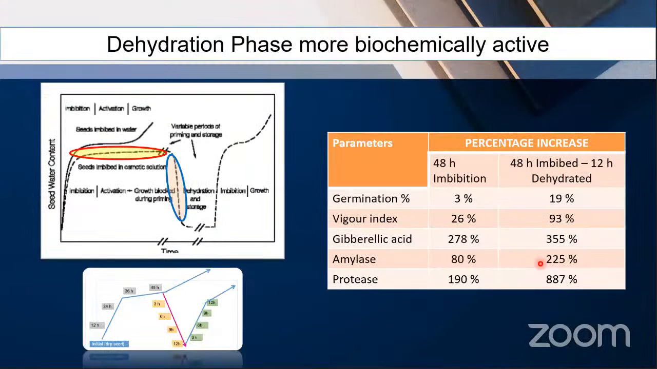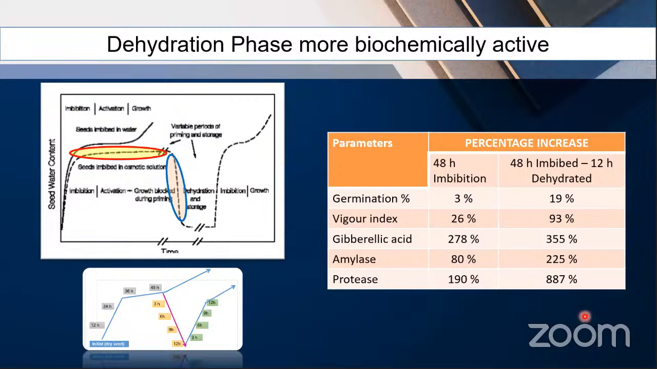Now this is our concluding slide for the importance of the dehydration phase. Here 48 hours imbibition alone has been completed. Here 48 hours imbibition and 12 hours dehydration has been accomplished. In germination, here there is a 3% increase, here there is a 19% increase. Vigour index 26% increase, 93% increase. Gibberellic acid 278% increase, 355% increase. Amylase 80% increase, 225% increase. Protease 190% increase and 87% increase after dehydration. So this is the importance of drying.